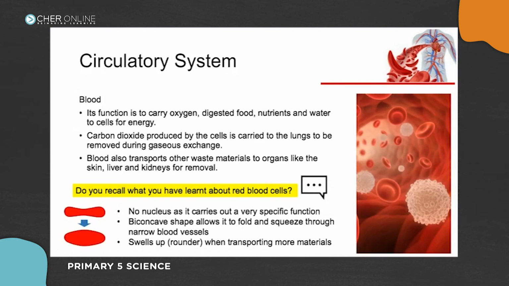So basically, they have no nucleus. So without nucleus, they are able to now store more oxygen when it's traveling to the lungs. They also have a biconcave shape. By having a biconcave shape, it actually has an increased surface area so that oxygen can move into the red blood cells at a faster rate. And they have an elastic membrane, so they swell up.